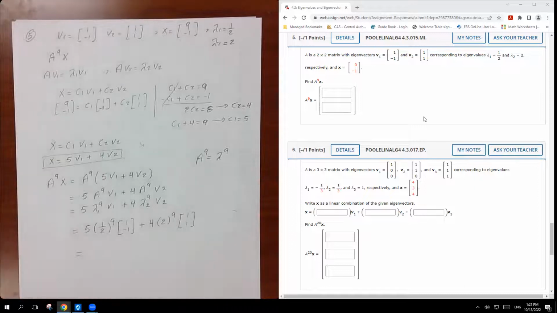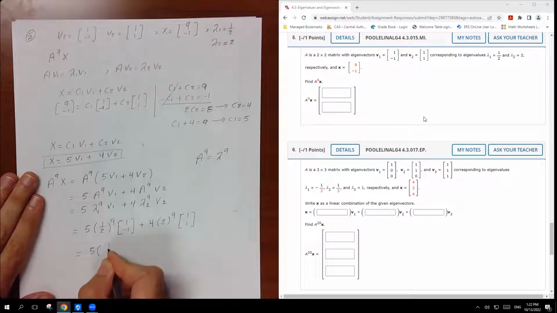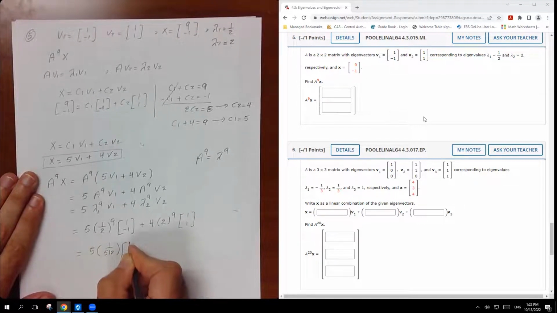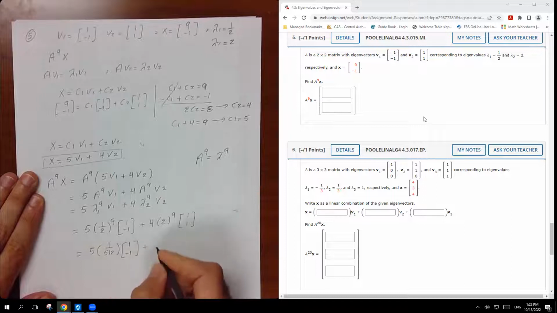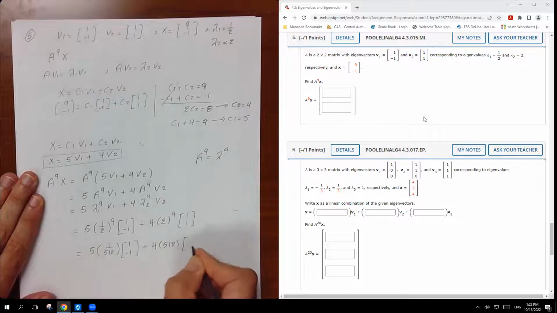Now this is easier to work on. 2 to the power 9, 256, I think. 2 to the power 9 is going to be 512. That means this is 5 times 1 over 512 times the vector 1 and -1, plus 4 times 512 times the vector 1, 1.